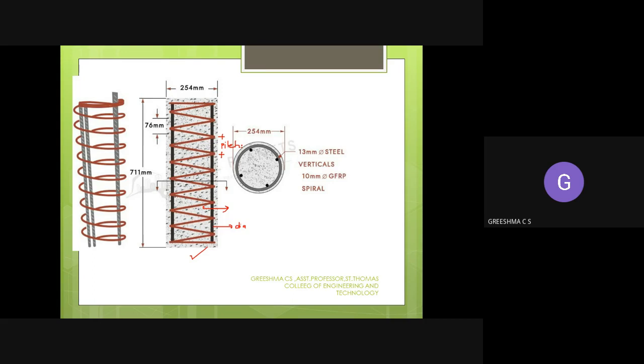Okay, so at what pitch you have to provide the reinforcement. This much you should find out, and this should be there in your mind. Okay, now let's go to the problem.